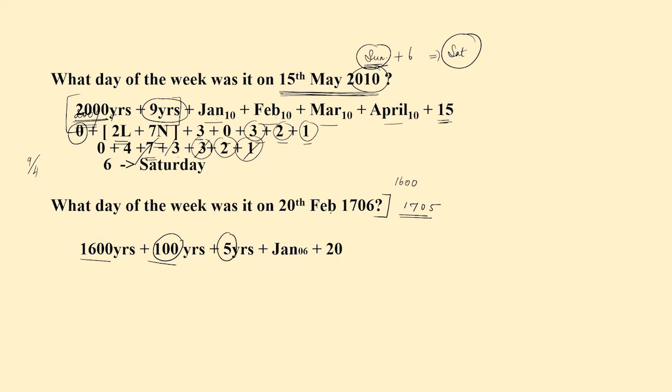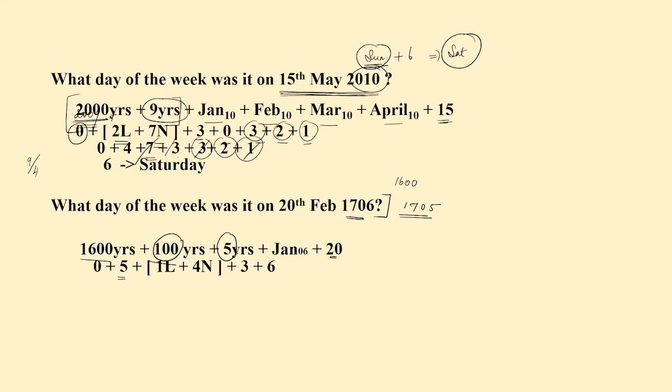After that comes January of the year 1706. And then comes 20 days of February. I need to calculate what is the 20th day of February, so I need to include that day as well. Now in 1600 years, I know there are 0 odd days. And in the first 100 years, there are going to be 5 odd days, which I have predefined in the previous slide. We have derived it as well.